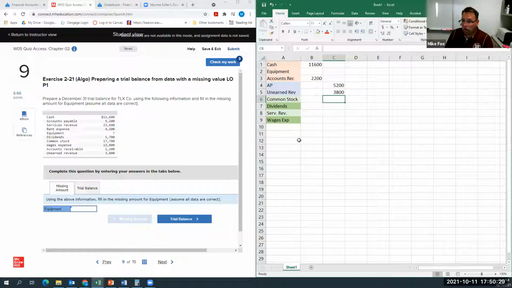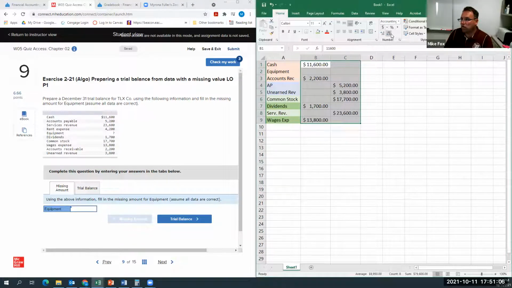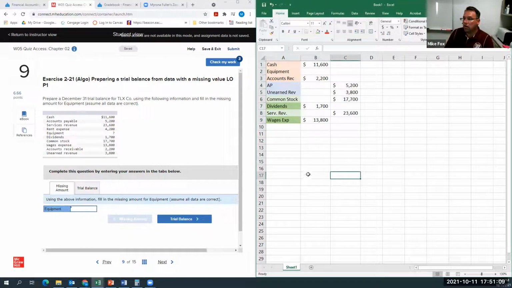My common stock account will also have a credit balance because that's the normal balance for us, so 17,700. My dividends account will have a balance of 1,700. That's on the debit side because the normal balance for dividends is on the debit side. Service revenue will have a balance of 23,600 on the credit side because that's the normal side for revenue. And then my wages expense will have a debit balance of 13,800 because that's the normal balance for wages. If we want to, we can make this look a little prettier by telling Excel this is money. Anyway, so there's our trial balance.